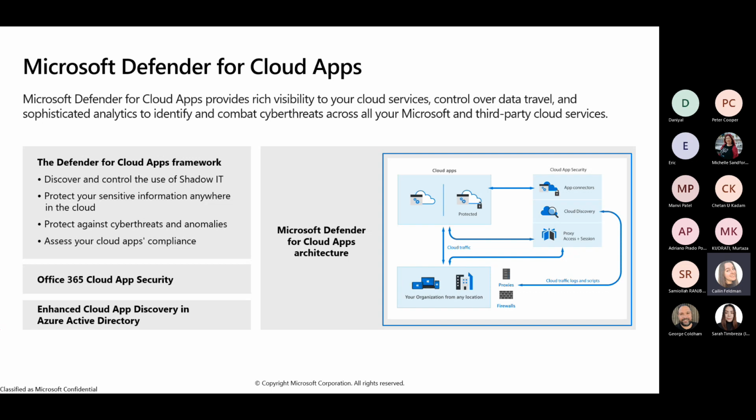Protection is provided by many capabilities across the areas. So visibility to detect all cloud services, data security, threat protection, and compliance. These capability areas represent the basis of the Cloud App Security Framework described below. So this Cloud App Security Framework involves discovering and controlling the use of shadow IT, so identifying the cloud apps and the IaaS and PaaS services used by the organization, and it then will protect your sensitive information anywhere in the cloud, as well as protecting against cyber threats and abnormalities, and then it will assess your cloud app compliance.